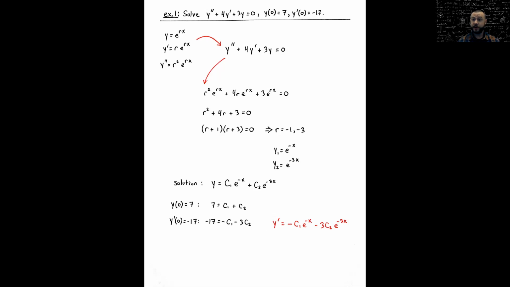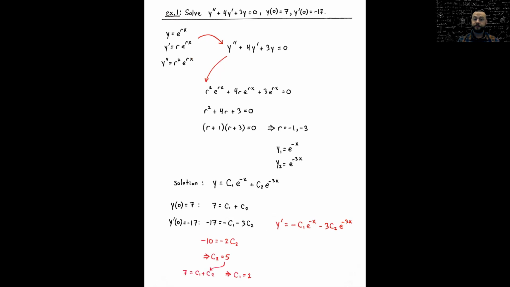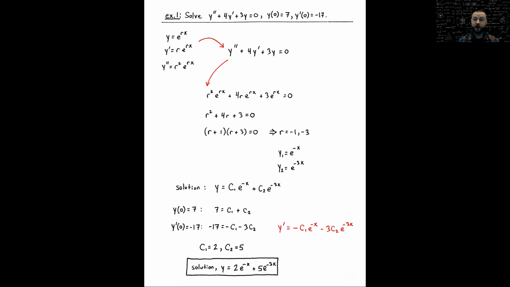Now we're in business. We have two equations for the two unknowns, c1 and c2. And you can solve this very quickly with elimination. Notice if you add those two equations, the c1 terms cancel. And you can very quickly find that c2 will equal 5, and then plug that back into the first equation to find that c1 is 2. All right, at this point, we're done. Just replace c1 with 2 and c2 with 5, and you get your solution with the initial conditions being satisfied.